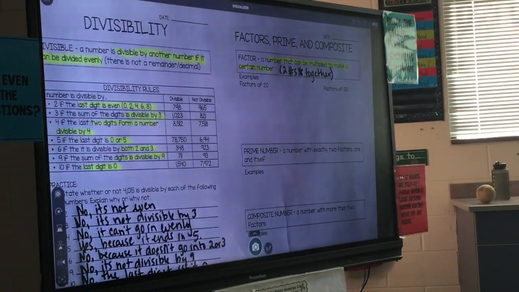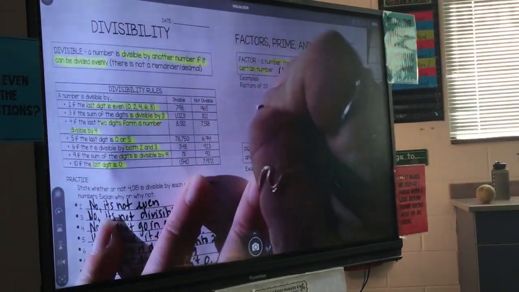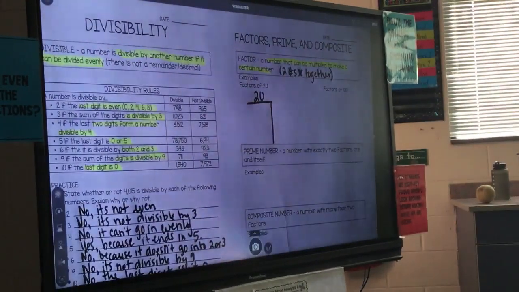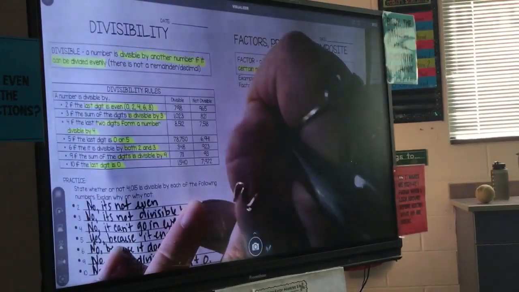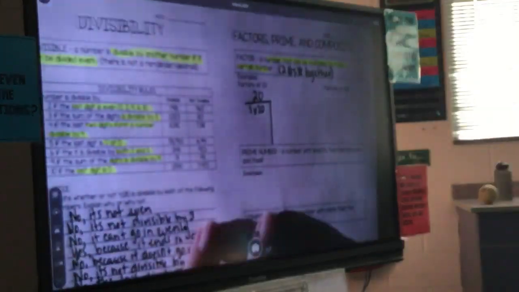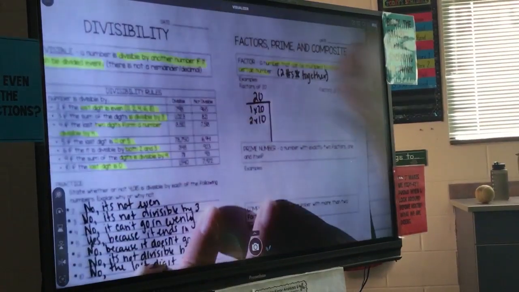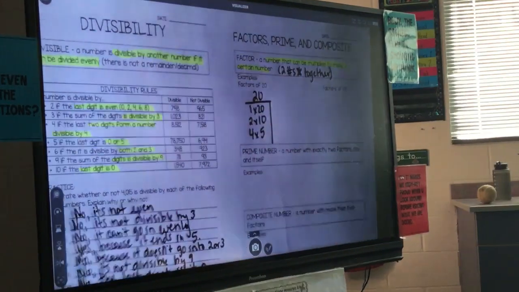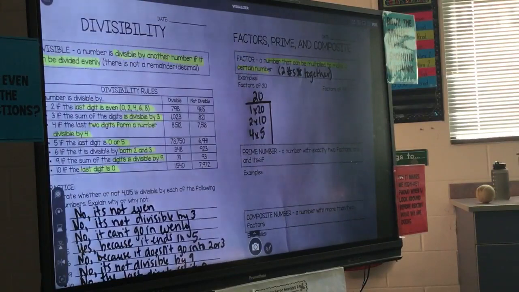How do you find GCF? That's what we're talking about right now. What do we use? Yes. So for 20, technically there's no number over here, but we'll just do a partial T. We always start with 1, so 1 times 20. What's another one? 2 times 10. What's another one? 4 times 5. Anything else? And how do we know that we're done? Because they'll start repeating, right? That means we'd say 5 times 4, and we don't need to write that again.